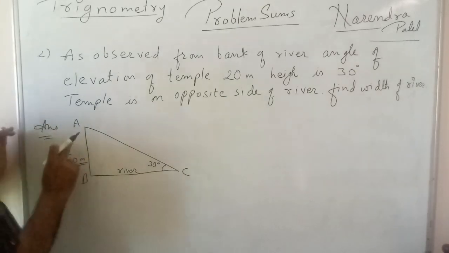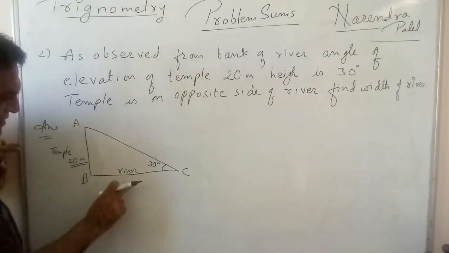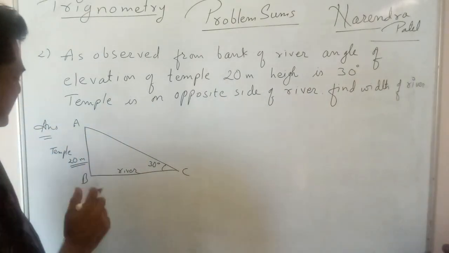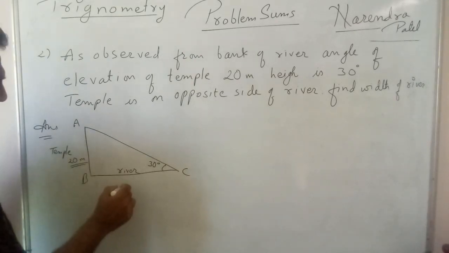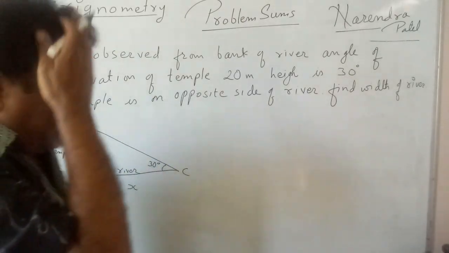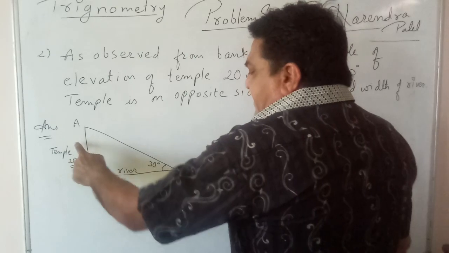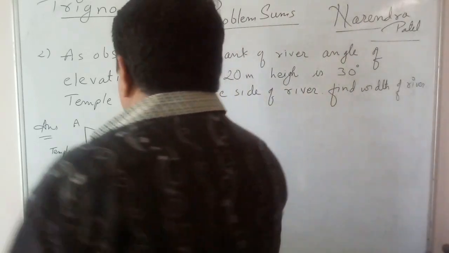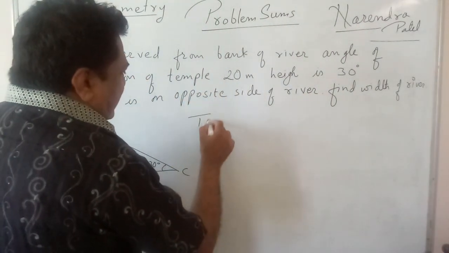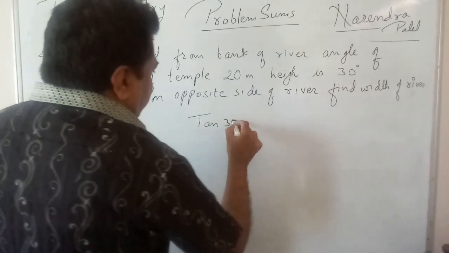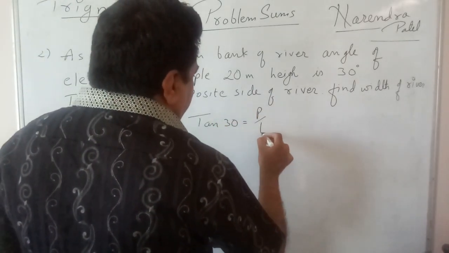The width is not given, so what do you have to take? Opposite upon base, so you will get the width of the river. Let the width of the river be x. Now P upon B, here also we will take tan. So take tan 30 is equal to P upon B.